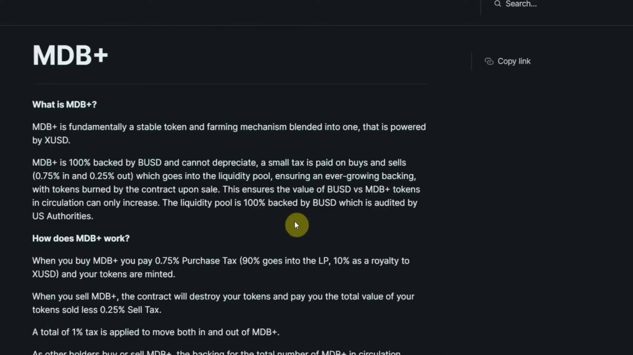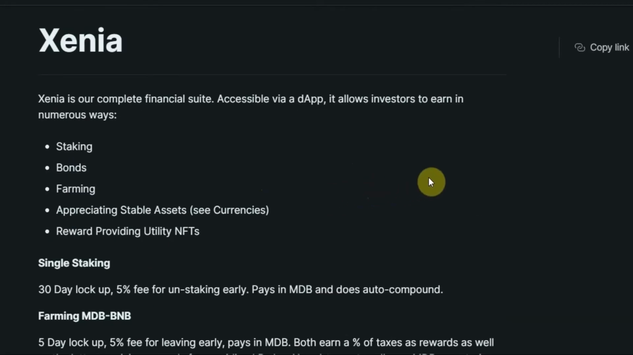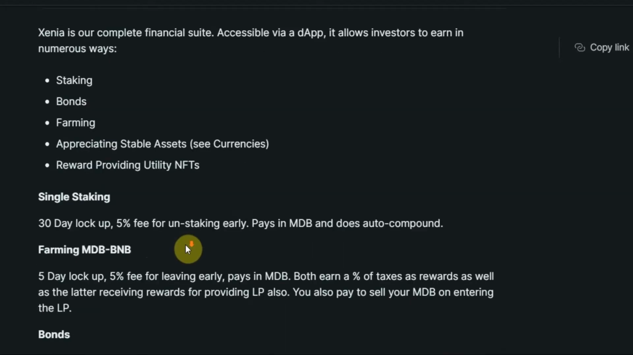So MDB Plus is the so-called stable coin or stable token, and you could actually buy this and also generate income. Okay, so in Zinnia, later I'll show you where Zinnia is. So Zinnia is our complete financial suite accessible via a dApp. It allows investors to earn in numerous ways: staking, bonds, farming, appreciating stable assets, reward-providing utility NFTs.